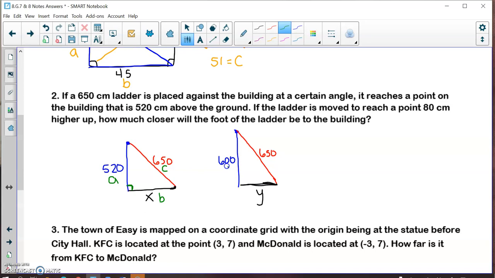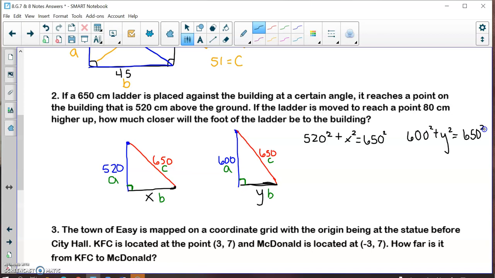And then in my other diagram, I'm going to label my 600 as A, my Y as B, and my 650 is still C, because again, this is your right angle here. And I'm going to do the Pythagorean theorem twice. So on my first diagram, I would have 520 squared plus x squared is equal to 650 squared. On my second diagram, I would have 600 squared plus y squared is equal to 650 squared. And I'm going to find x and y.